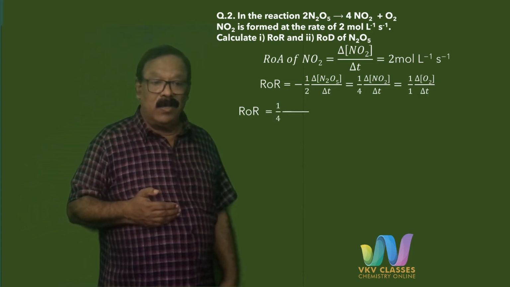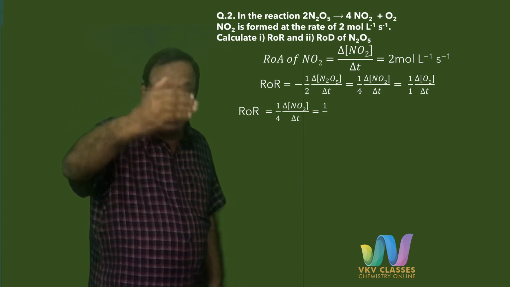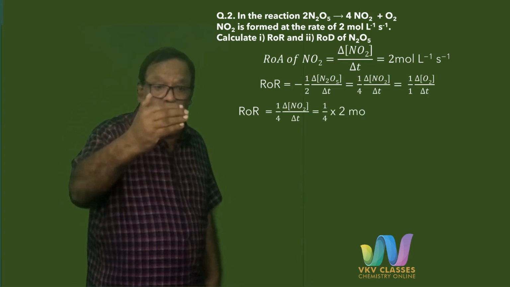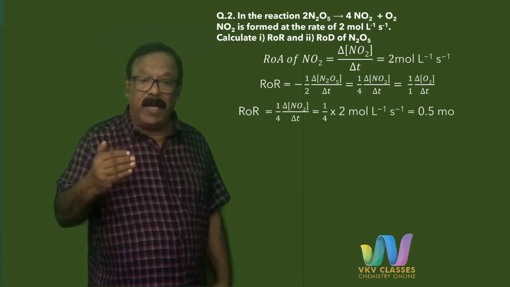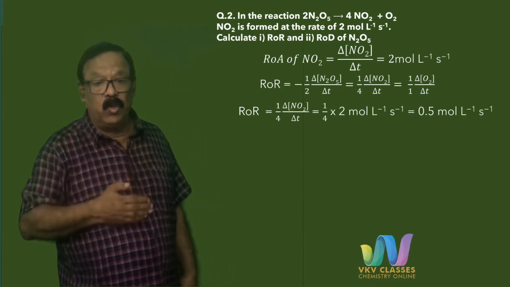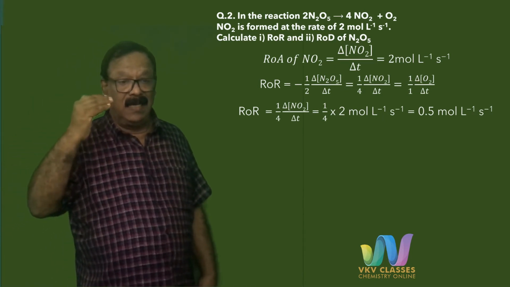ROR: we are given the NO2 rate. So it is 1/4 of NO2 appearance. So it is 1/4 into 2 moles per liter per second. That gives you 0.5 mole per liter per second.